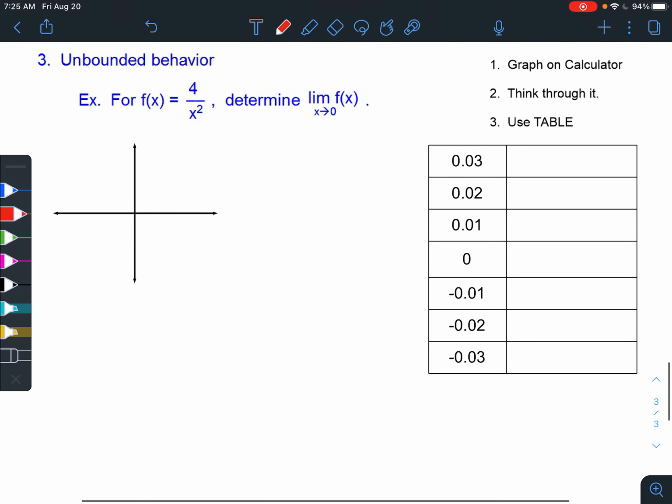Okay, we get unbounded behavior, and if the last one was blowing your mind, hopefully this one is a little bit nicer on your brain, but here we go. All right, so for f of x equals 4 over x squared, we're going to determine the limit of f of x as x approaches 0.